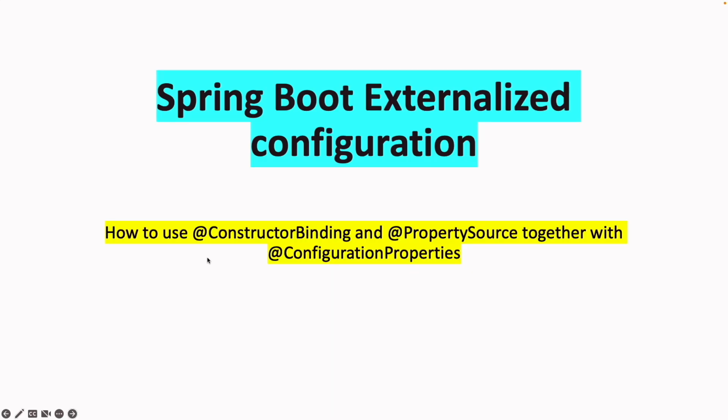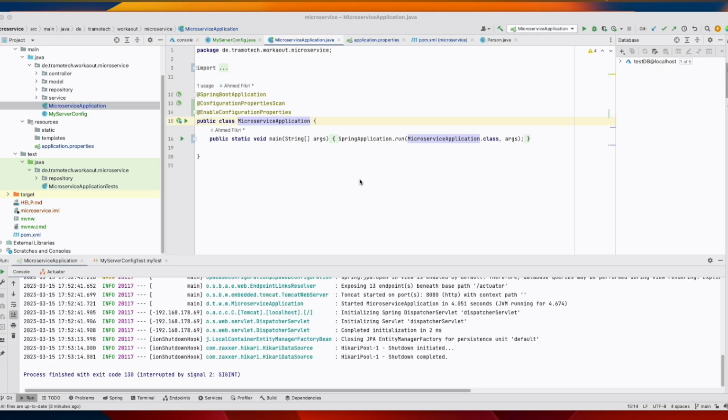In today's session we will see how to use constructor binding and property source together with configuration properties in Spring Boot. For example, if you want to group related properties in one configuration file. So for our demo I prepared this Spring Boot application.